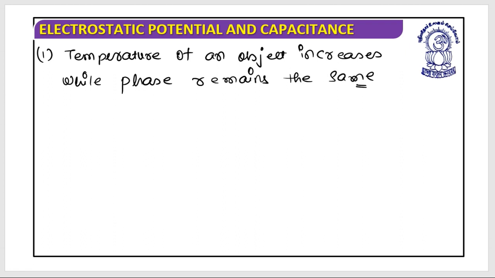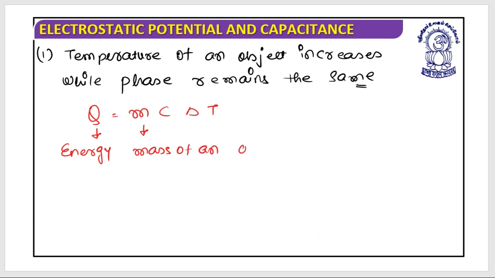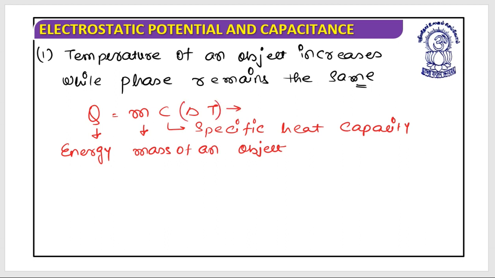This is the situation where the temperature of an object increases while the phase remains the same. So if this is the situation, what I can write is Q is equal to mc delta T. Q is the amount of energy given, M is the mass of the object, C is the specific heat capacity of the object, and delta T is the temperature difference.